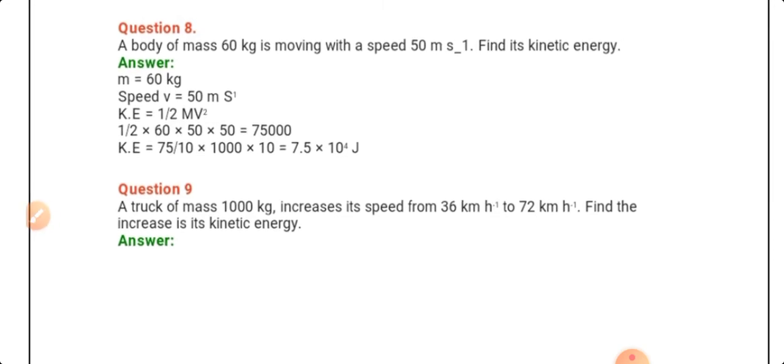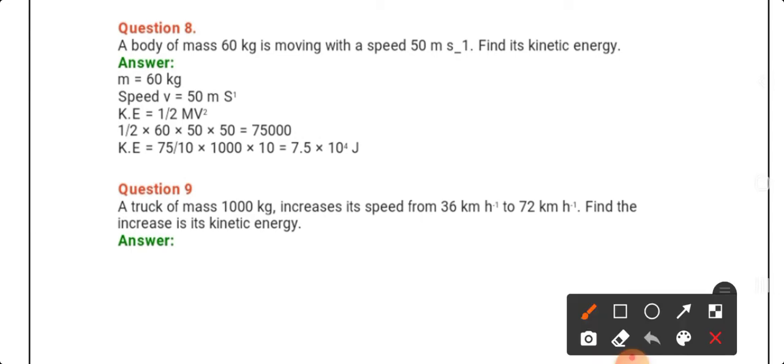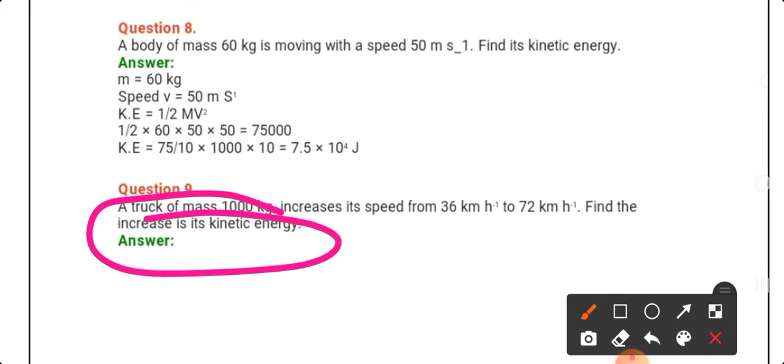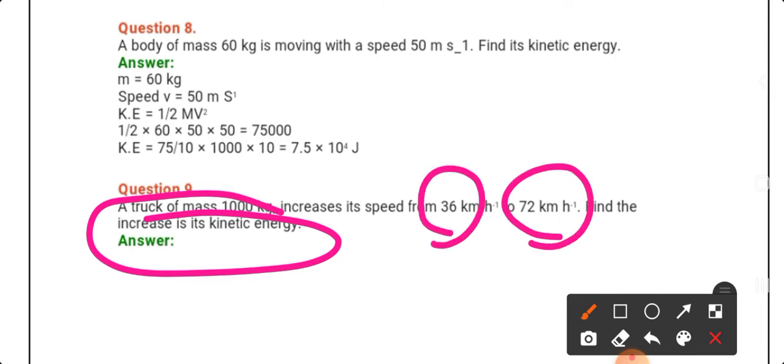Now coming to question number 9. A truck of mass 1000 kilogram increases its speed from 36 km per hour to 72 km per hour. Find the increase in kinetic energy. Here the question is to find the increase in kinetic energy. So the same truck has its mass, and there are two values for the speed.